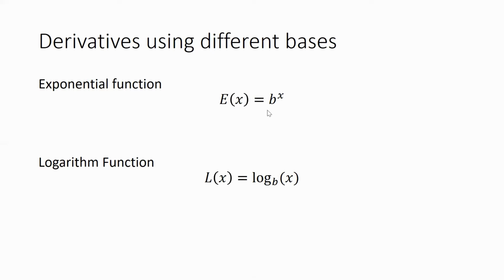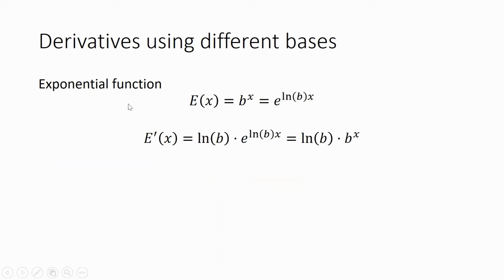Now we want b to be a positive number, and we don't want it to be 1 because then our exponential function and our log function are uninteresting. So we assume our base is positive and not 1. The whole key is to use some rules that we know about exponents and logs, and then to apply our chain rules or some other rules that we know. So let's start with the exponential function.